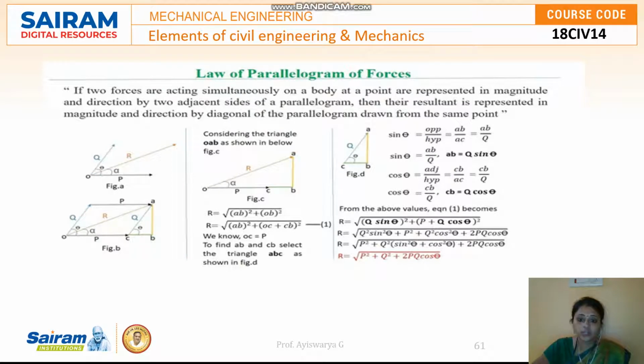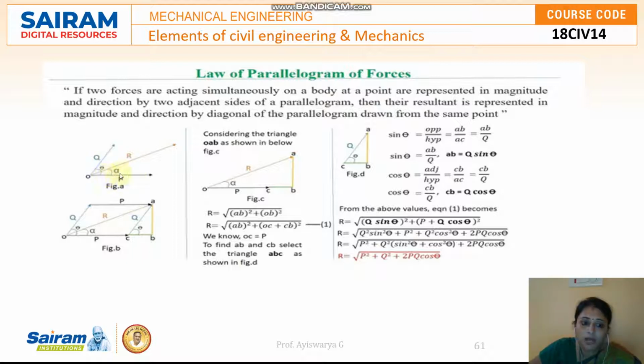Hi everyone. In this presentation, I'm going to explain the law of parallelogram of forces. The statement of this theorem is: if two forces are acting simultaneously on a body, you can see two forces P, Q. You can take it as F1, F2 or P, Q. The two forces are represented in magnitude and direction by two adjacent sides of a parallelogram.